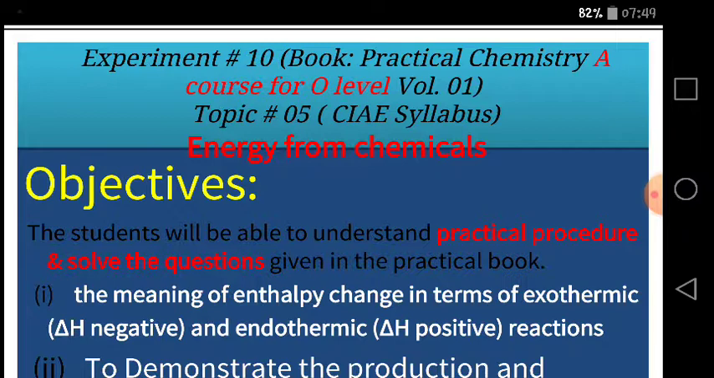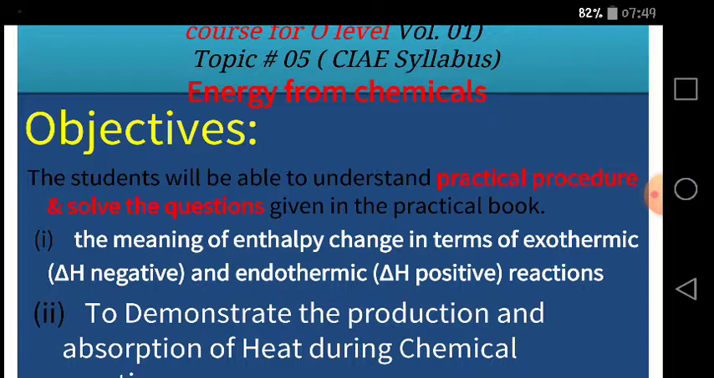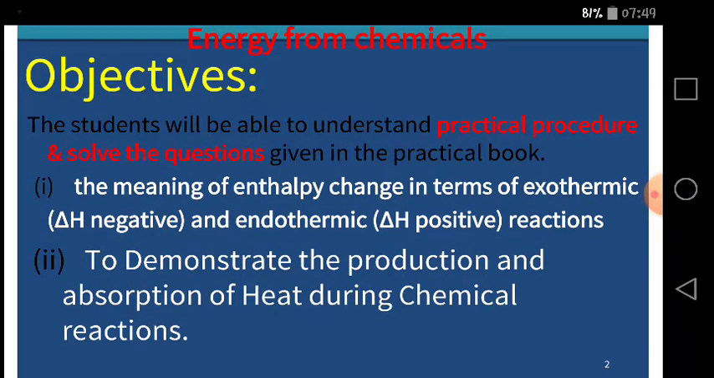Dear students of LPS, our objectives are as follows. We will be able to understand the practical procedure and solve the questions given in your practical journal by focusing on the meaning of the enthalpy change in terms of exothermic and endothermic reactions. Secondly, we will focus on demonstrating the production and absorption of heat during chemical reactions. So, dear students of LPS, these are our objectives for today's session.